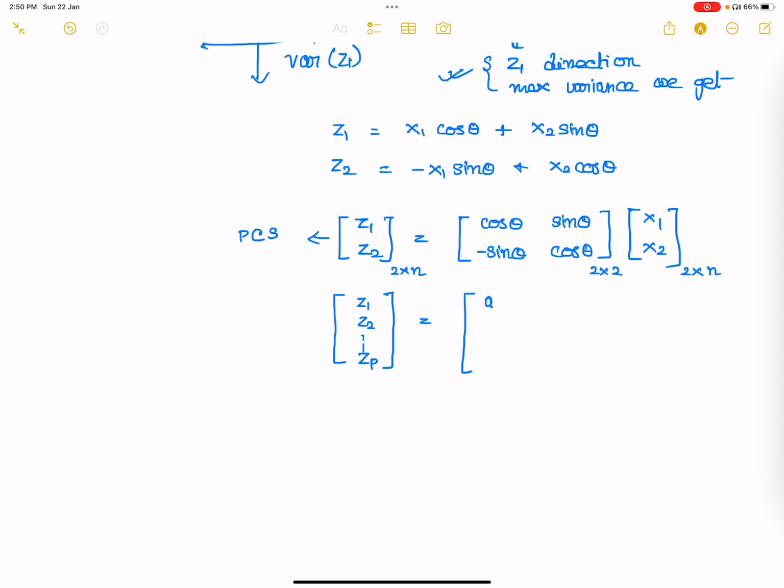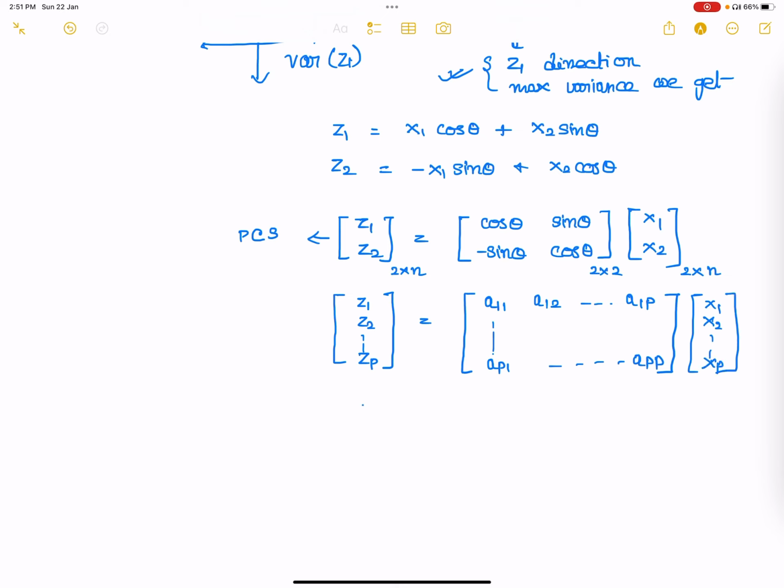this will be what? Then it will be a11, a12, and so on up to a1p. This you can go ap1, so on up to app. These are all constants. For p dimension, it will be somewhat different. And this will be x1, x2, and so on up to xp.